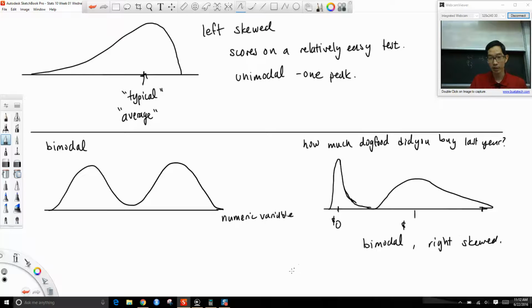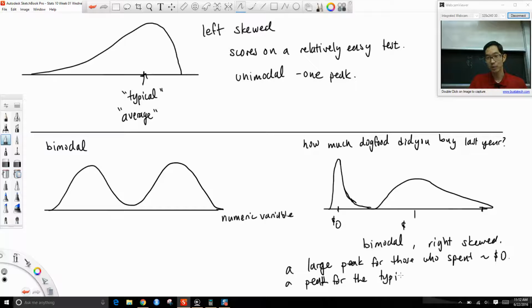So this will be bimodal, but right skewed. Okay, because you'll have a large peak for people who spent $0 or close to $0. And then a peak for, quote, the typical amount for a dog. And then some people have like 5 dogs or whatever, right? But you probably have more people with just 1 dog or 2 dogs, and so you're going to have more over here. And then some people buy really fancy dog food, right? However much you have there. I don't know, something like that. So these would be bimodal. If you have more than 2 peaks, we might call that multimodal.